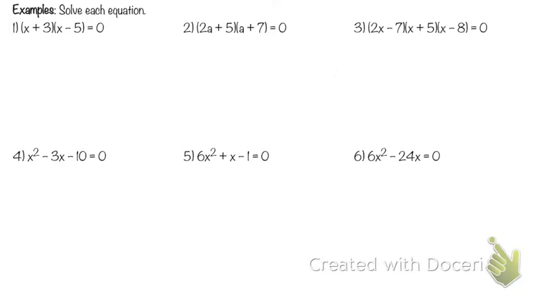In these examples you see right below in your notes, x plus 3 is doing what with x minus 5? Multiplying. So there are two things multiplying.